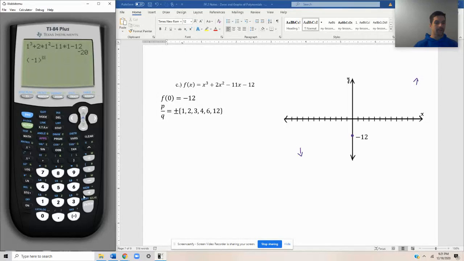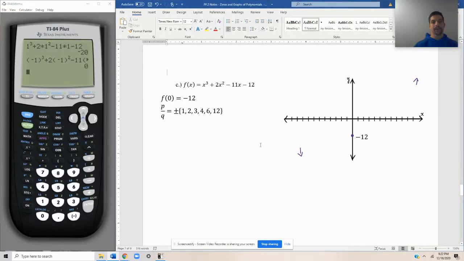I could try negative 1. So negative 1 replacing x, so negative 1 cubed plus 2 times negative 1 squared minus 11 times negative 1 minus 12. Essentially what this does is change the signs of the coefficients for anything with an odd power. So this would become a negative 1, this would become a positive 1, and so on and so forth. And we would find out that negative 1 would be a 0 here.